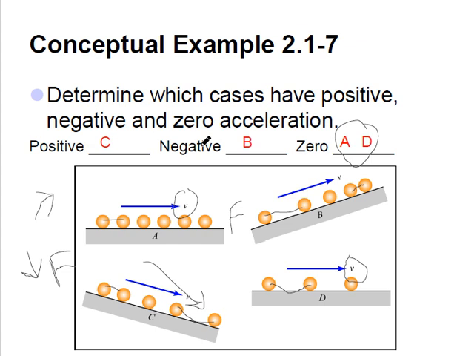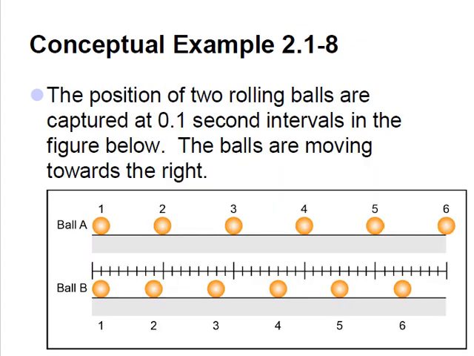Okay, so that's all you need to study. Alright, so the next one is you have the position of two rolling balls, ball A and B, captured at 0.1 second intervals, going that way. See this little interval, so that's your 0.1. Altogether here, 1, 2, 3, 4, 5.